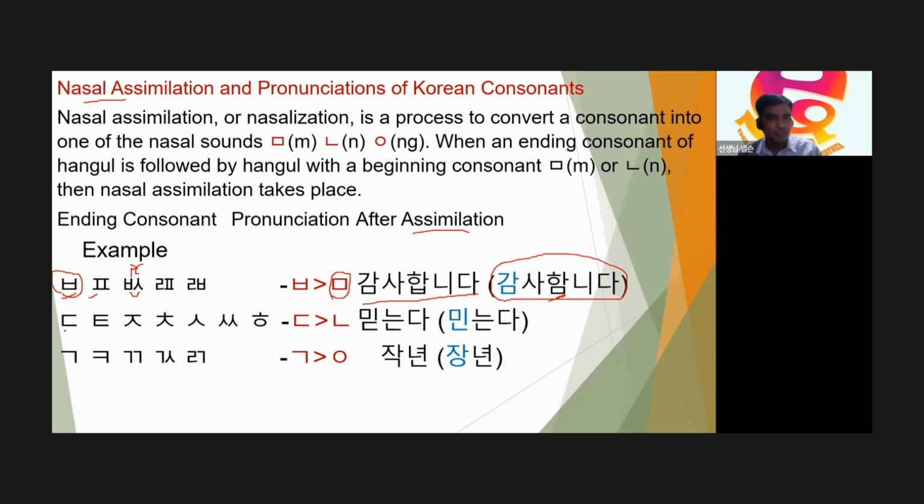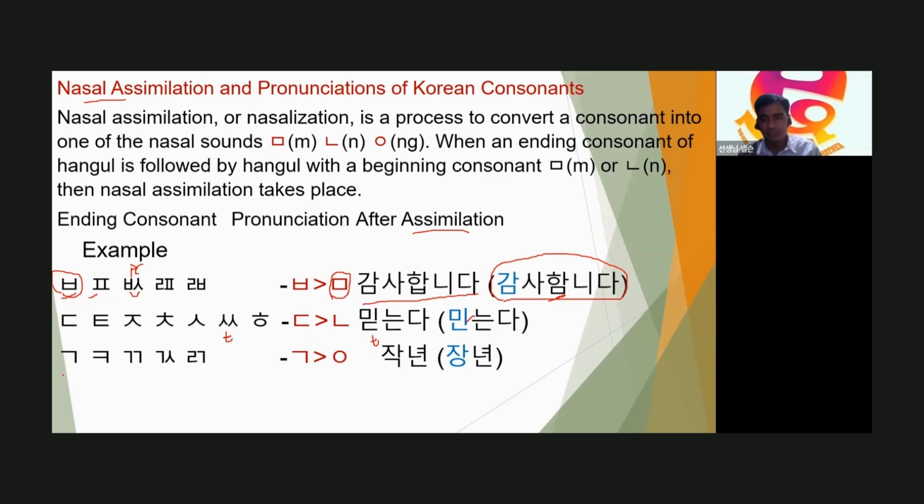Then digot, or chot, shot, and sangshot, yot. These are the 7 ut sounds, so it is a grouping. For example, digot will become neon. For example, instead of mit nunda, the correct pronunciation is minunda. It becomes a double N. That is called nasal assimilation.